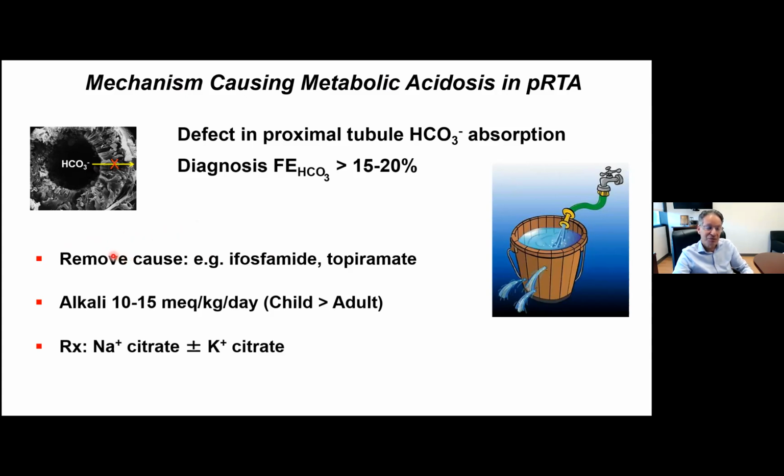So we talked about some of the causes. As far as the approach, if there's a drug involved, which we didn't talk about yet, there are drugs that can affect the proximal tubule bicarbonate reclamation machinery. Again, not well understood at the molecular level, such as ifosfamide, the chemotherapeutic agent, or topiramate. You remove those, obviously, it'll be reversible.